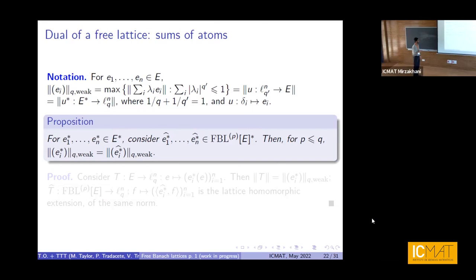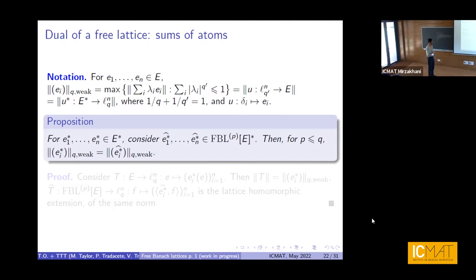Let's say we have a Banach space E, we have an n-tuple, and its dual is E star. Then we have E1 hat, et cetera, EN hat as atoms in the dual of a free Banach lattice. Then it turns out that for any Q greater or equal than P, the cubic norm of the n-tuple of E i stars is the same as the cubic norm of the same sequence, but with the hats.